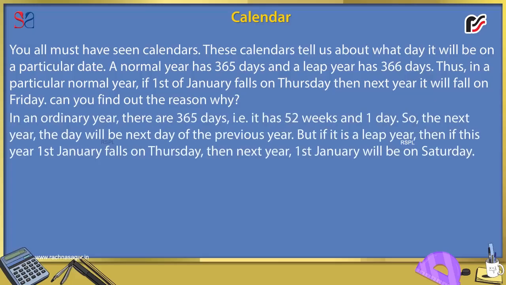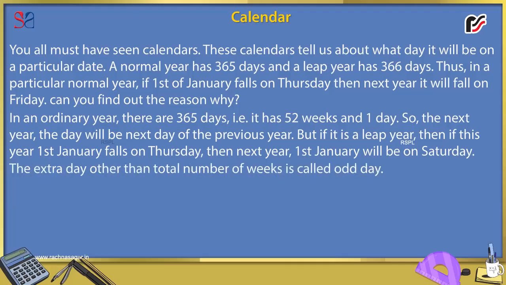In an ordinary year, there are 365 days, that is, 52 weeks and 1 day. So, the next year the day will be the next day of the previous year. But if it is a leap year, and this year 1st January falls on Thursday, then next year 1st January will be on Saturday. The extra days other than the total number of weeks are called odd days.